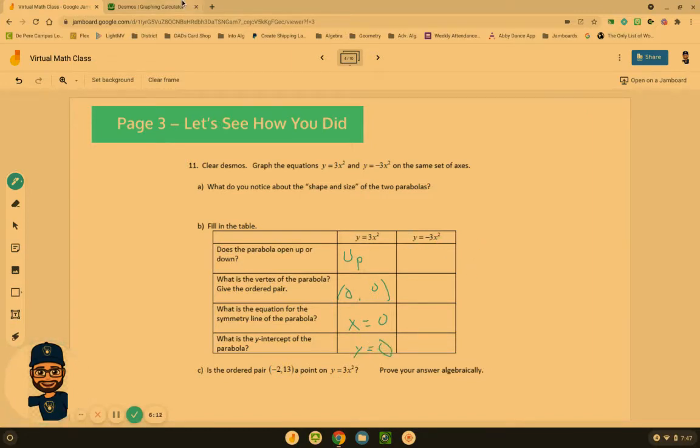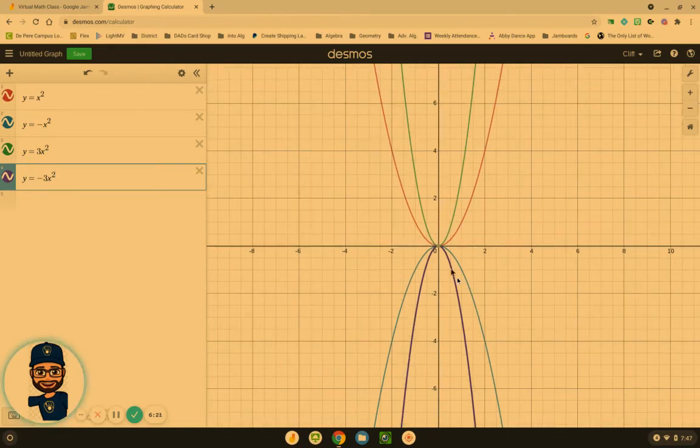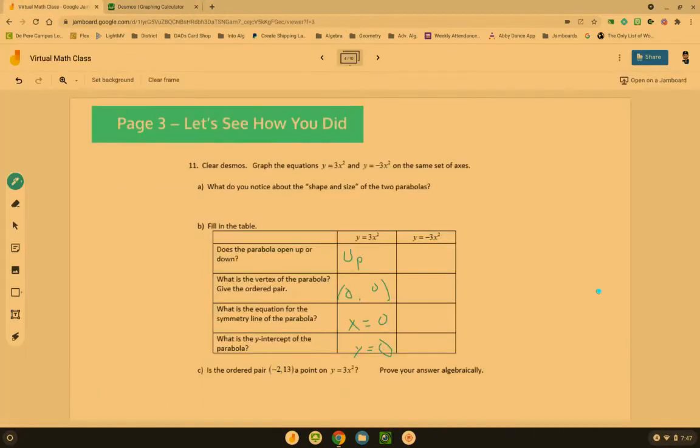Well, what happens if we graph y equals negative 3x squared? Y equals negative 3x to the second. Now, it's this purple one. It's opening down. But notice, everything else about the graph stays the exact same. The vertex is at 0, 0. The symmetry line goes through 0, 0. And the y-intercept is at 0, 0. Right? The only thing that changed was it opened down. Everything else about this graph stayed the same. Vertex at 0, 0. Equation for our line of symmetry is x equals 0. Y-intercept is 0.